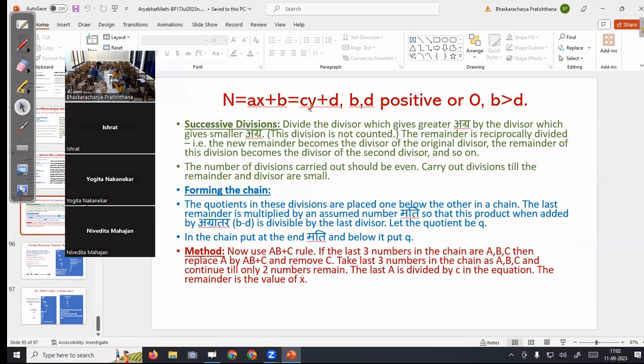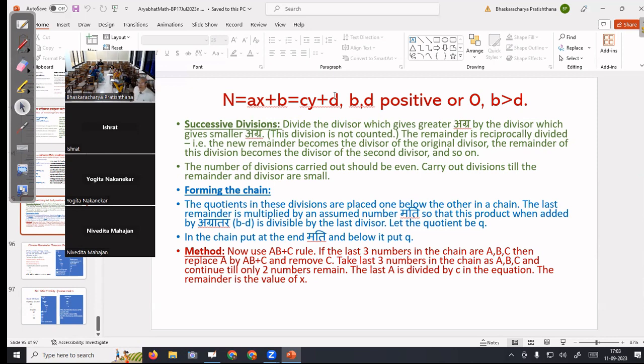These numbers A, B, C, D are positive quantities. And what is the meaning of this? AX plus B equal to CY plus D means you have a number N which you have to find out. If you divide the number by A, then the remainder is B. And if you divide the same number by C, then the remainder is D. These remainders are positive numbers or they can be zero. And the divisors are positive integers. So there is a tacit assumption here that A, B, C, D are positive integers, except that the remainder can be zero.